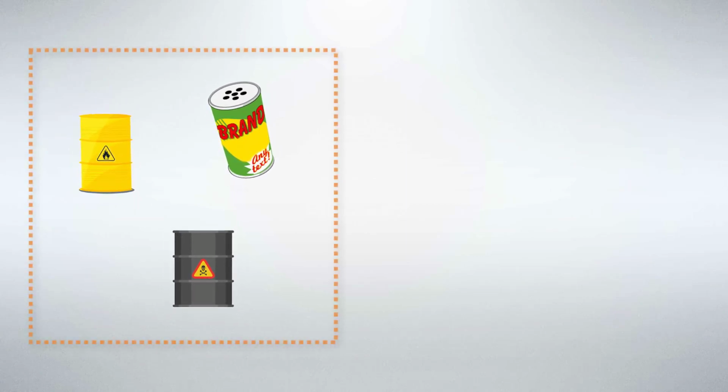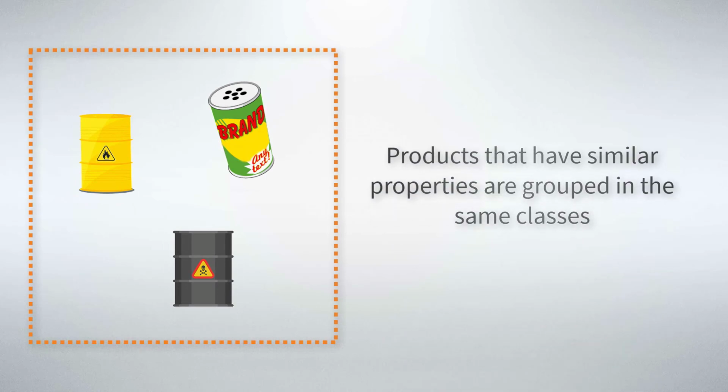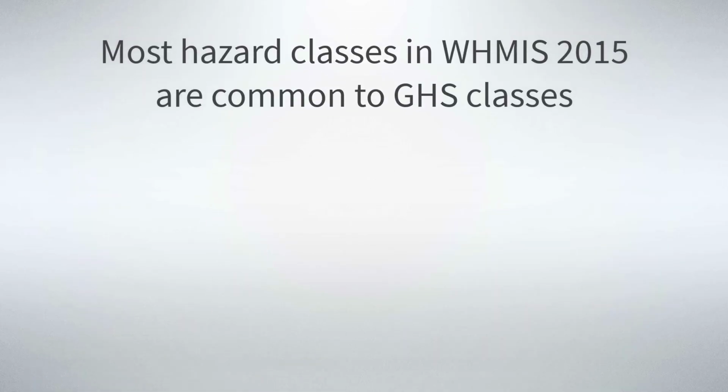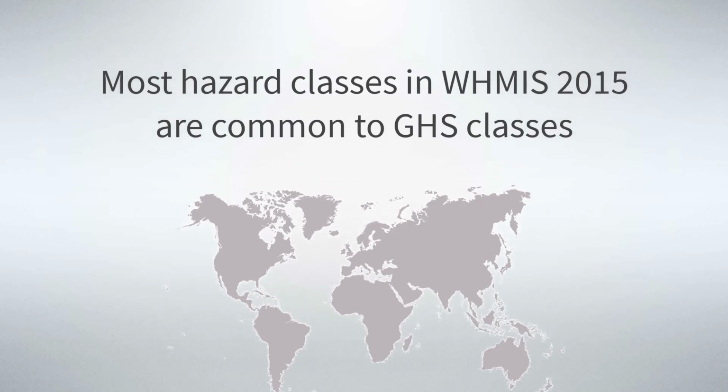Hazard classes are a way of grouping hazardous products together based on their properties. Quite simply, products that have similar properties are grouped in the same classes. Most hazard classes in WHMIS 2015 are common to GHS classes and are used worldwide by all other countries that have adopted GHS, but some are specific to WHMIS 2015.